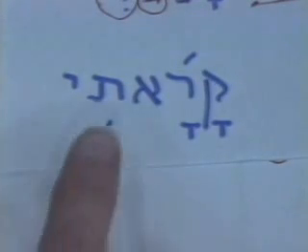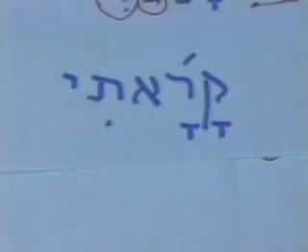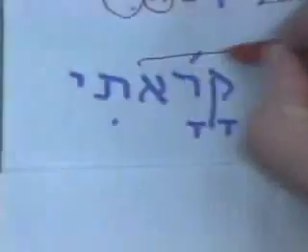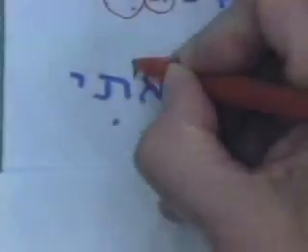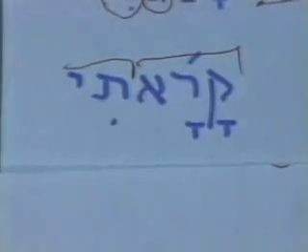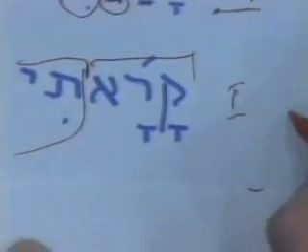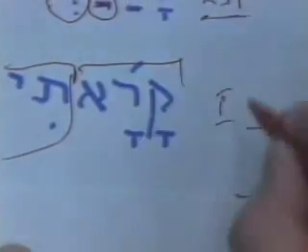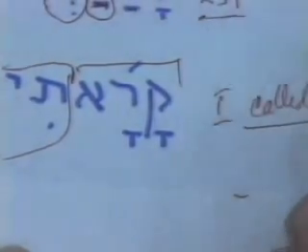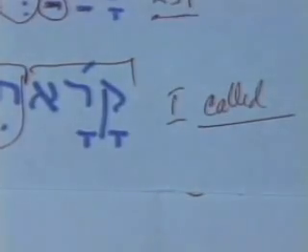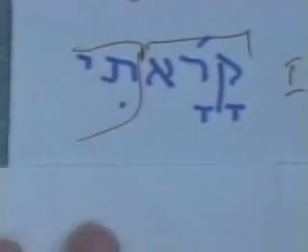Qarati. Now there's no dagesh in the tav, right? Qarati. Do you see a root? Do you see an ending? Can you translate this? The ending is the first person I. The root qara, you know, means call, so this is I called out or I cried out, right? Okay. Now what's happened here, however?